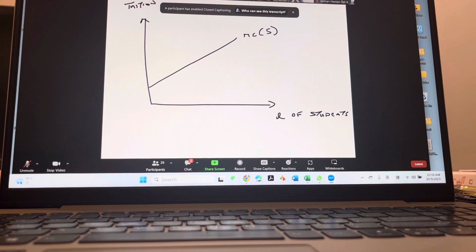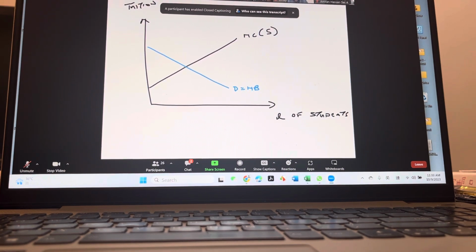Our demand curve here. And then this is just our demand, which is equal to our marginal benefit. So this is why you would go to school, okay? And then we're going to have what the government wants, which is our marginal social benefit. So our marginal social benefit, remember, is equal to our marginal benefit, which is the same as our marginal private benefit, plus our marginal external benefit, okay?